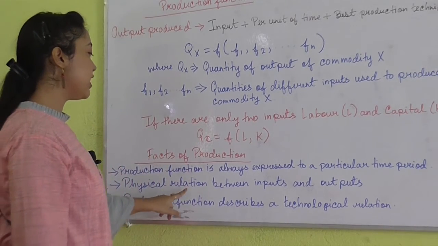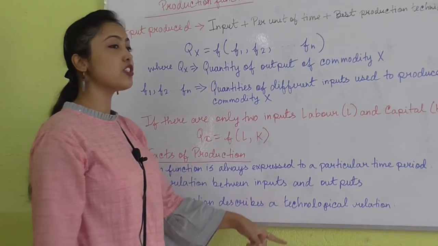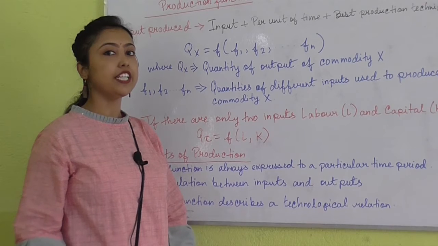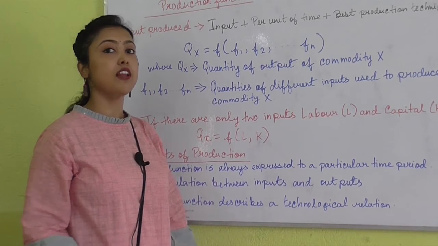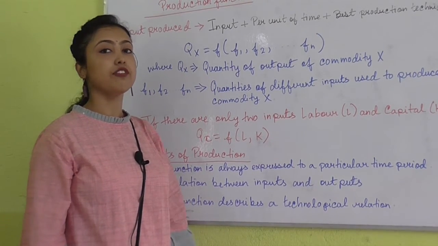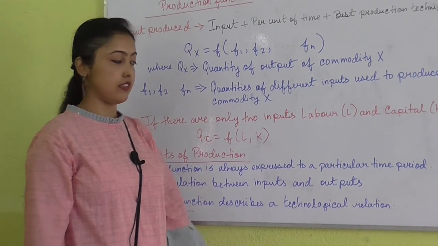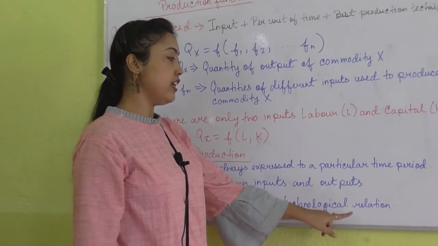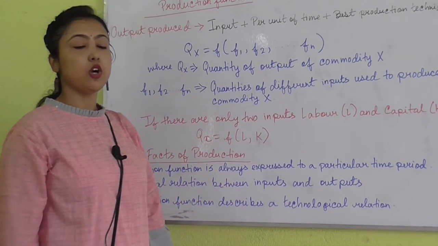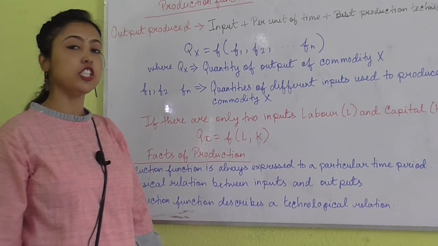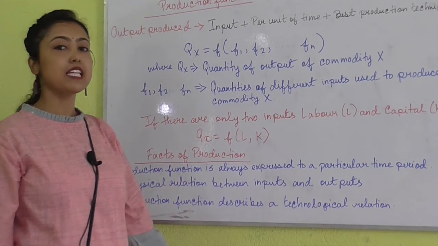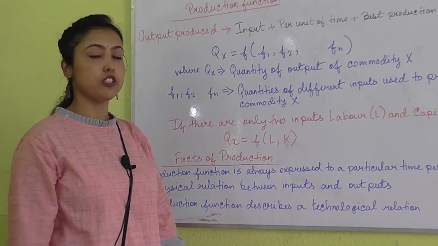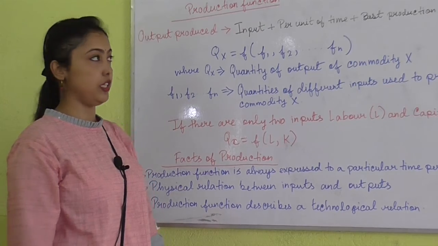Next is a physical relation between inputs and outputs. There is always a physical relation between inputs and outputs, that is, the quantity of output which is being produced is always dependent on the quantity of input used in the production process. Next, the production function describes a technological relation. That is, a production function always shows the best possible technology used in the production process.